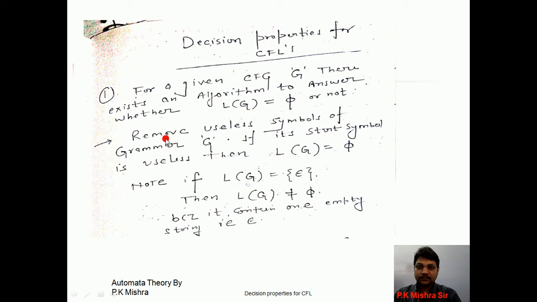Because see, how do we find out whether the language of the grammar equals phi or not? Remove useless symbols of grammar G. If its start symbol is useless, then the language of the grammar equals phi. And if the language of the grammar equals epsilon, meaning in a set of strings there is a single string epsilon, then the language of the grammar is not equal to phi, because it contains one empty string epsilon.